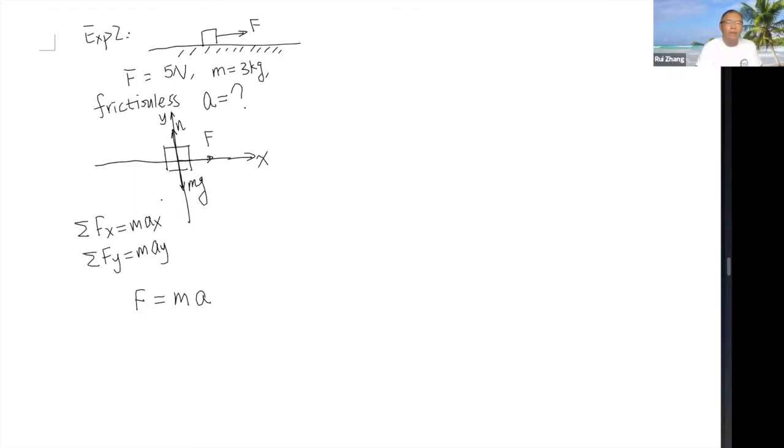Along the Y direction, similarly, we have 2 forces, one going up, one going down. So I have N minus mg. That's the total force. So what is a_y in this case, in the second equation?